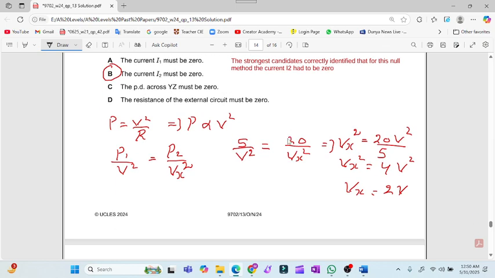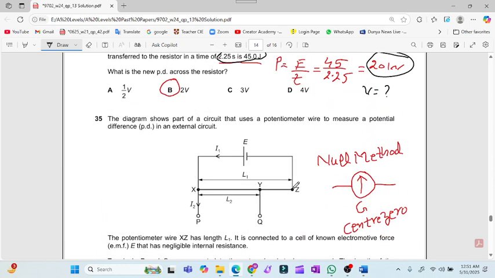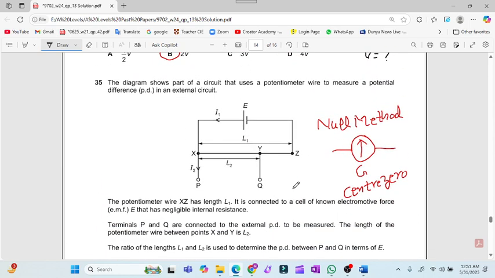Now the resistance is constant, power and voltage are given. So P is equal to V square over R. Since resistance is constant, P and V square are proportional to each other. So P1 over V square and P2 over Vx square. Now I want to calculate the value of V, and then I will get 2V. Just rearrange the expression, substitute the values, and you will get your answer. Vx is equal to 2 into V. So option B is the value which is required.